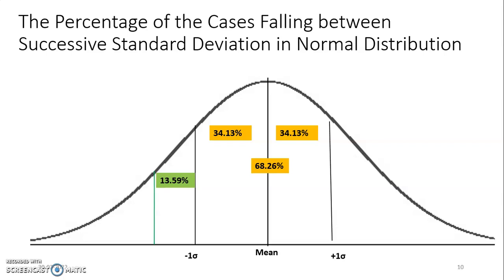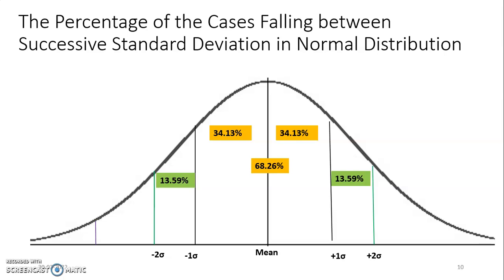From minus 1 sigma to minus 2 sigma, the area covered is 13.59%. In the same way, from plus 1 sigma to plus 2 sigma, the area covered is 13.59%. That is, minus 1 sigma to minus 2 sigma: the area covered is 13.59%. Plus 1 sigma to plus 2 sigma: the area covered is 13.59%.